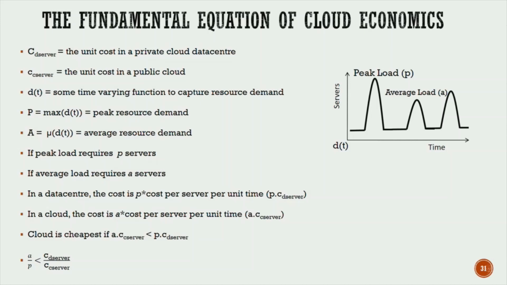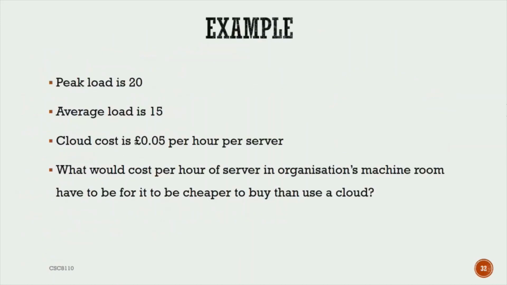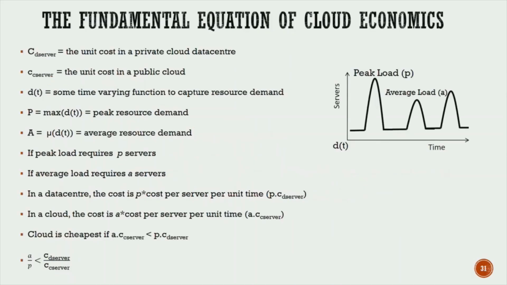In the exam, you could be asked this question, and you can be asked in which scenario. I might give you the average and the peak load. In which scenario is cloud cheapest? In which scenario is the data center cheapest? Given that equation, can you solve this one? Given this average, peak load, and this cloud cost, what should be the cost of the data center so that it's cheaper to buy than use a cloud? Just use this equation.